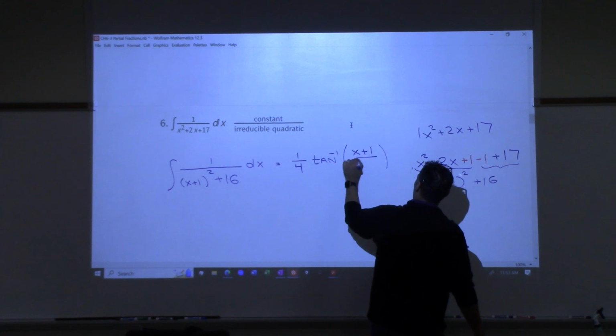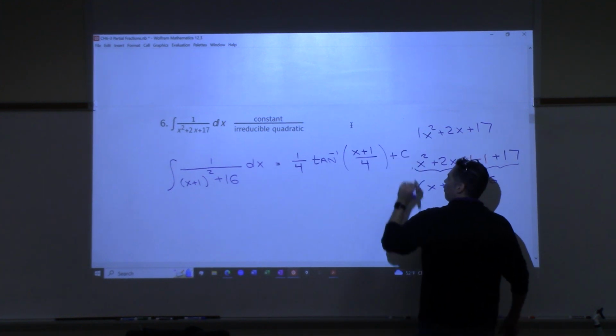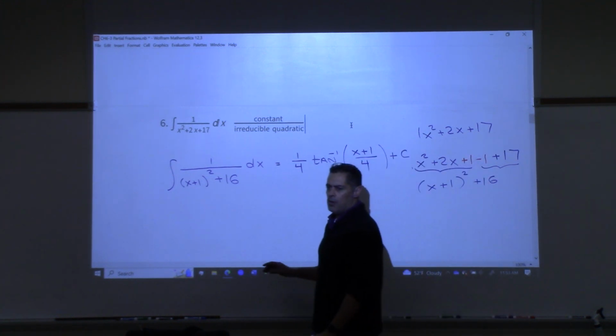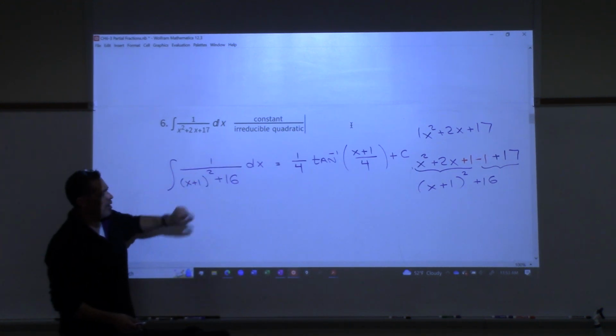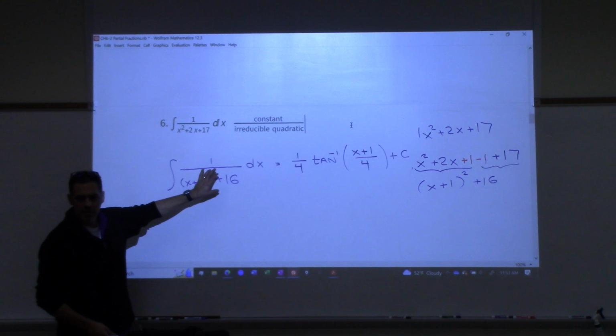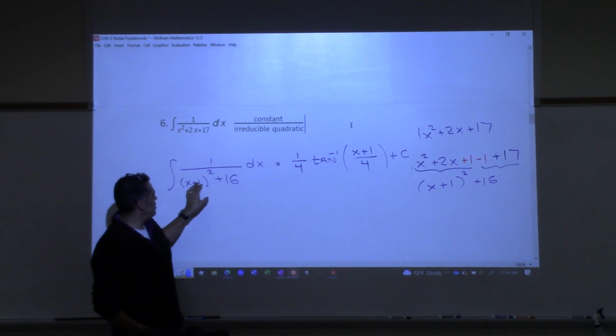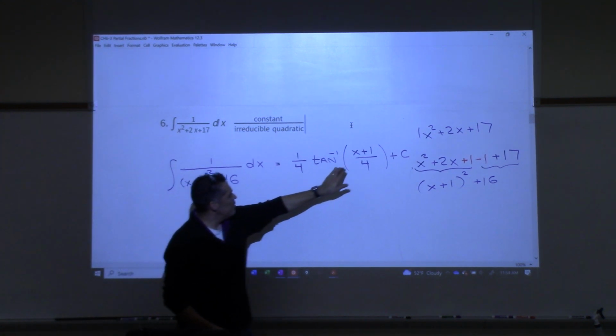So you don't carry that squared one? No, because the formula says this is like our variable squared. This is like u squared. So u for us is this expression, and that's what goes here, u over 4.